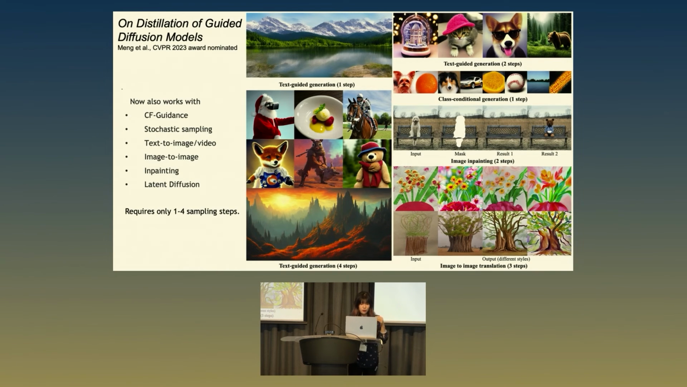And for all those models, we are able to reduce the number of sampling steps to 1 to 4 sampling steps. So the right side shows samples from the distilled Stable Diffusion. The top left is with 1 sampling step. And we also show some 2 sampling step results and 4 sampling step results. And we also show that we can distill, say, an image inpainting model or an image-to-image translation model just by applying a similar approach on top of it.